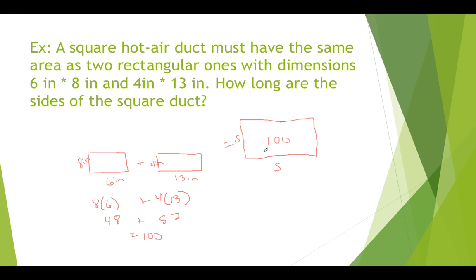So can you figure out what these sides are? Well, the easiest thing to do is you take the square root of it, and the sides are going to be 10, because we know 10 times 10 gives you 100. So how long are the sides of the square duct? It would be 10 inches.